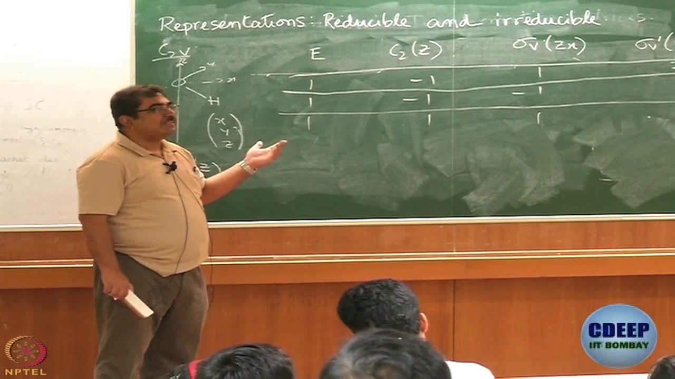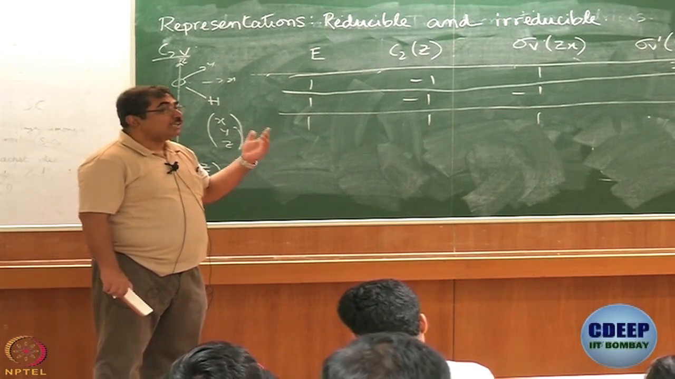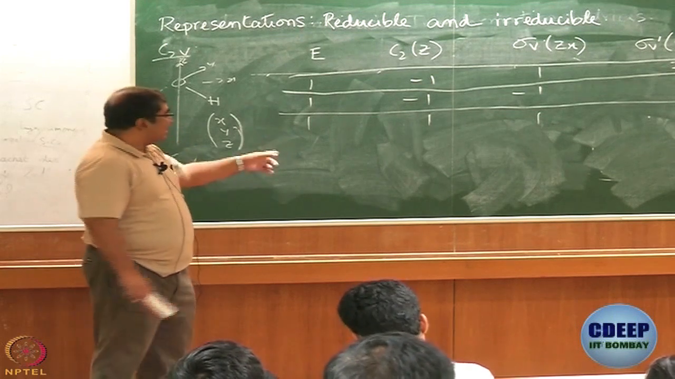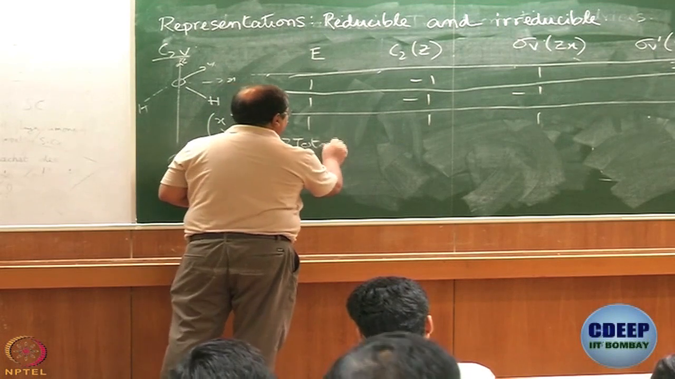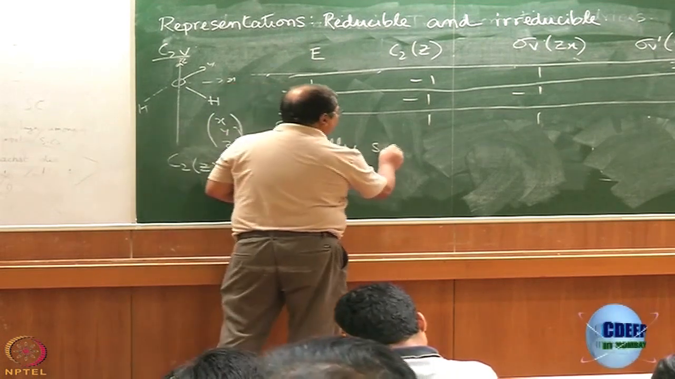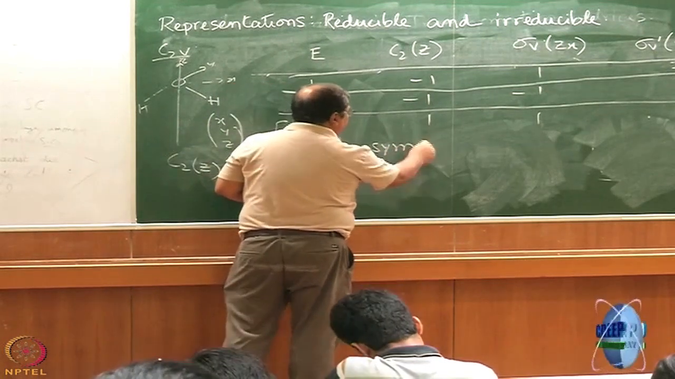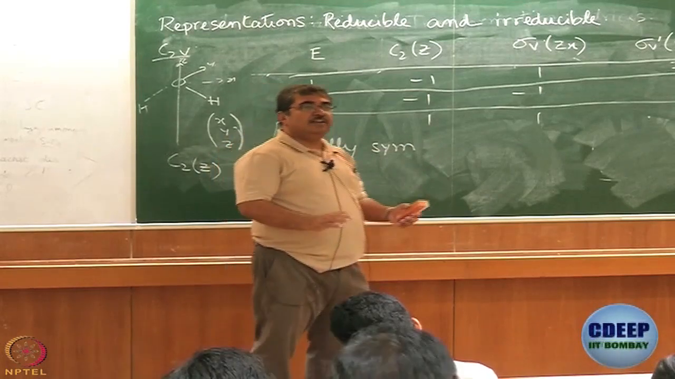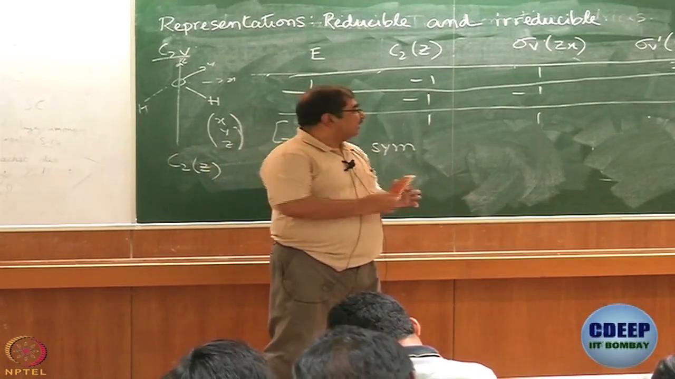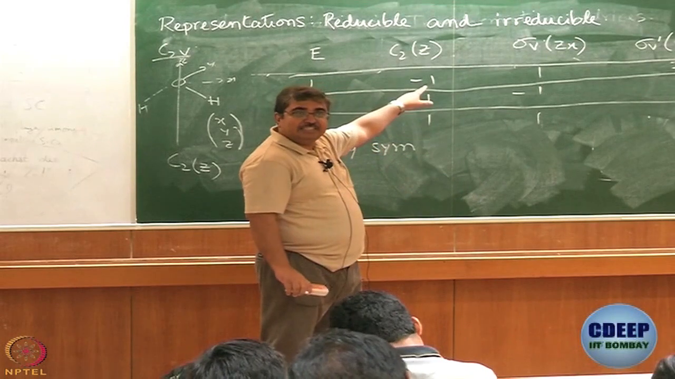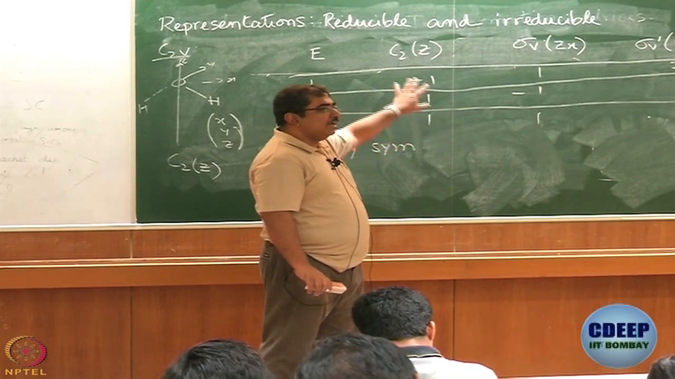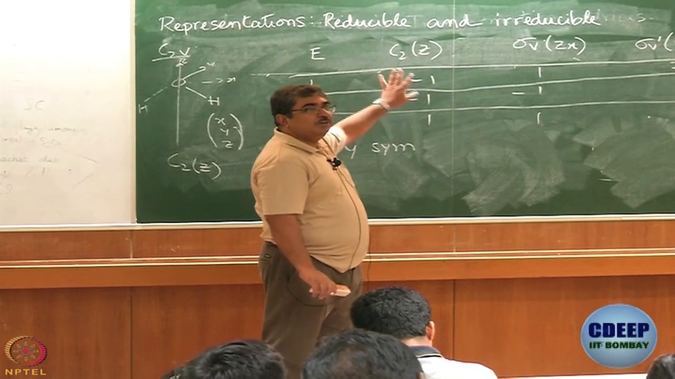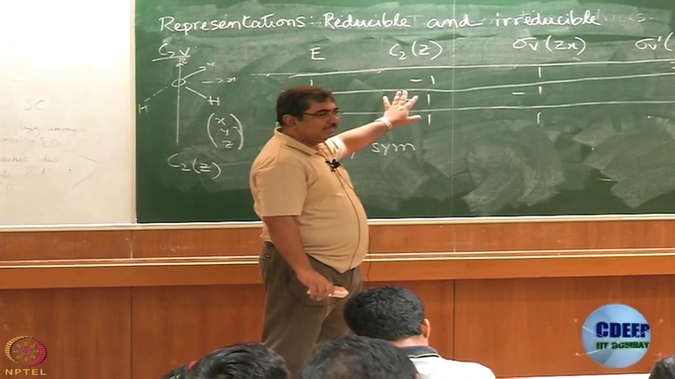What is the meaning of all characters being 1? It is totally symmetric. So, this representation is called the totally symmetric representation. No matter what you do, the function does not change, it remains symmetric. These are not totally symmetric representations. What we learn next week is how to give what are called Mulliken nomenclatures to these things.